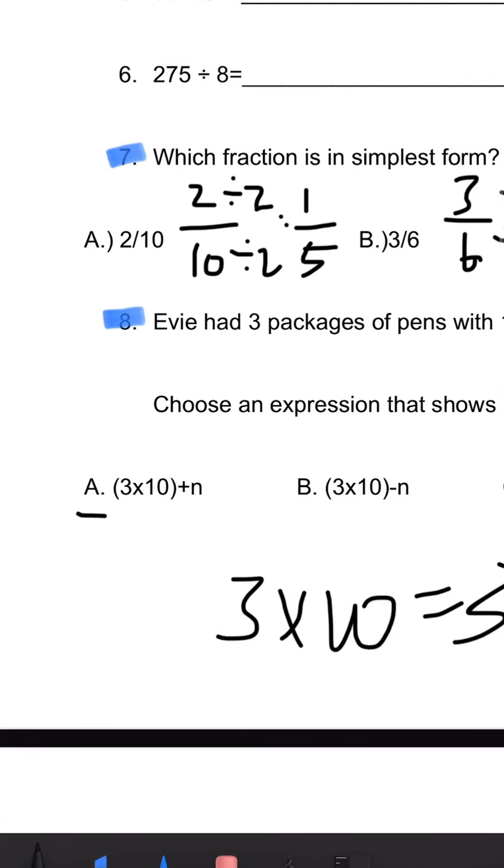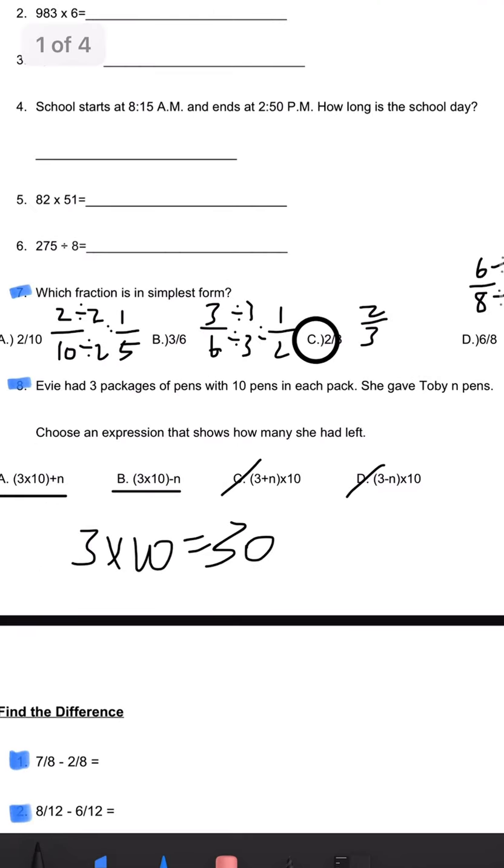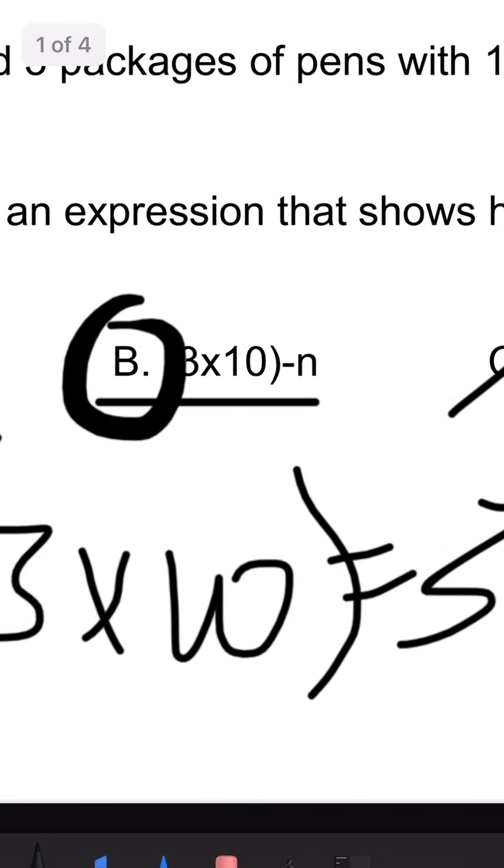So we know that answer choice A is possible, B is possible, C is not possible, and D is not possible. Next, it says that she gave Toby n pens. So the reason why this is in parentheses is because this is what she already has. And we know that she's giving Toby n pens. So we're looking at her giving someone something away. So her number would be reducing. So from this, we know that it should be subtraction, answer choice B.